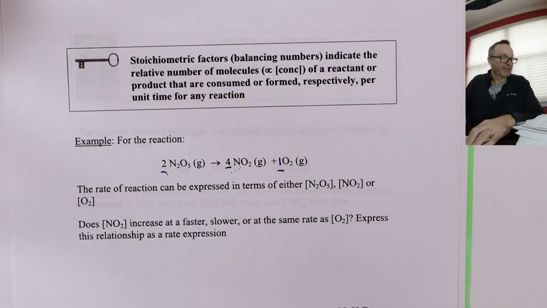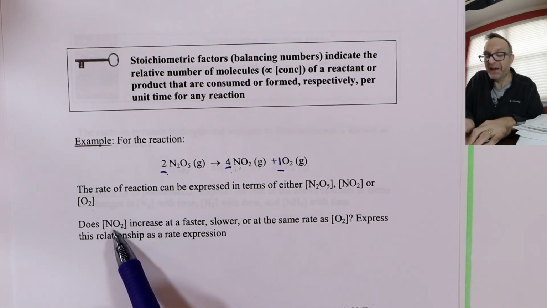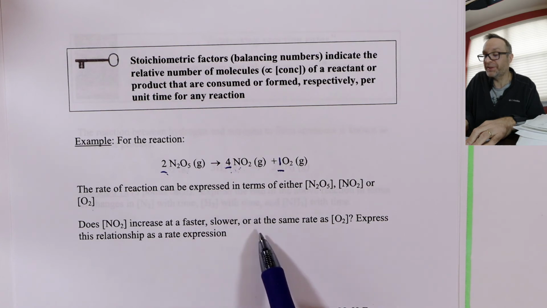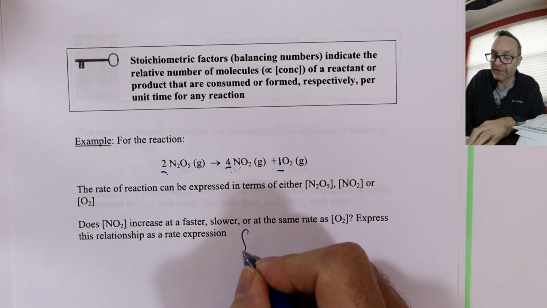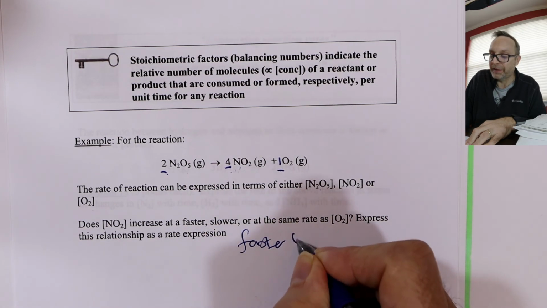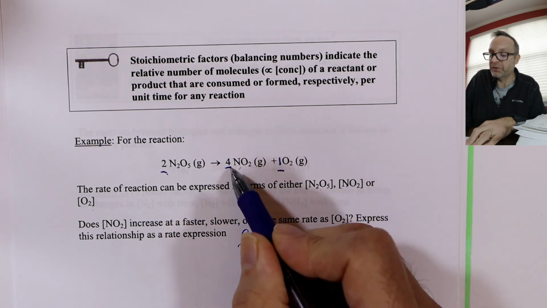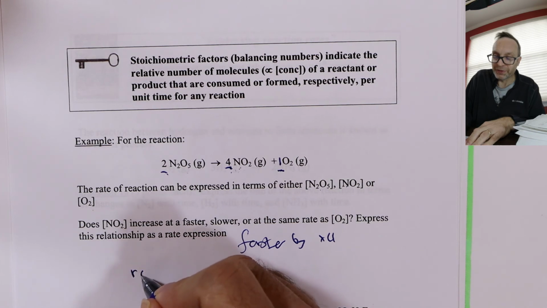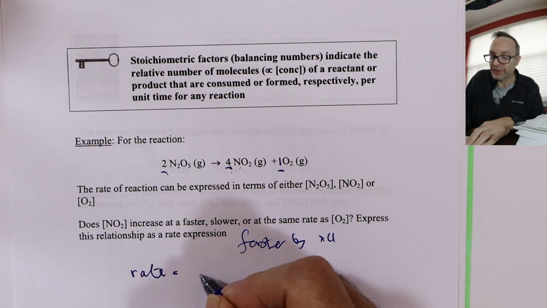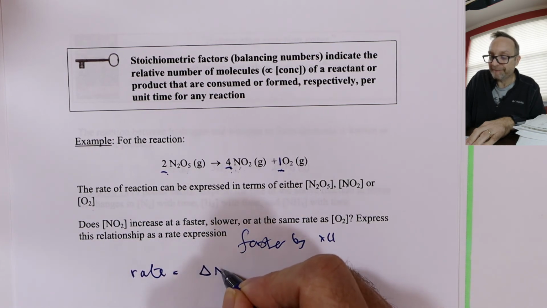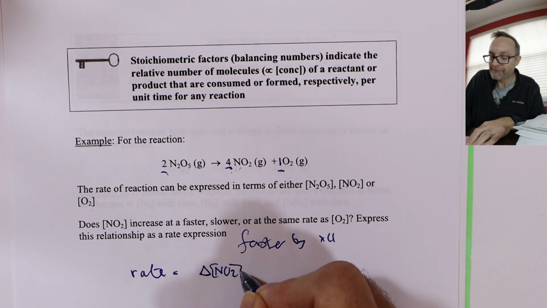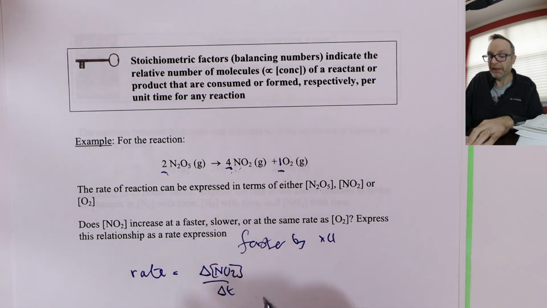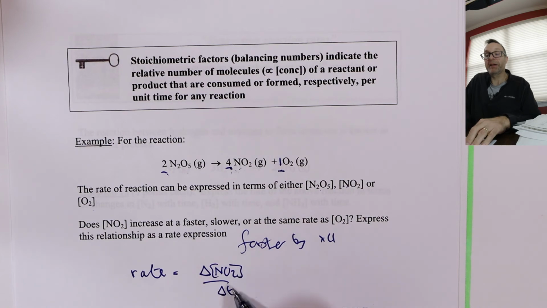Simple question: does NO2 increase faster, slower, or at the same rate as O2? Faster, as we said, by a factor of 4, because it's 4 to 1. So if I write this, say we had rate equals, and we worked it out, delta NO2 over delta time, we get a number for that from our experiment.